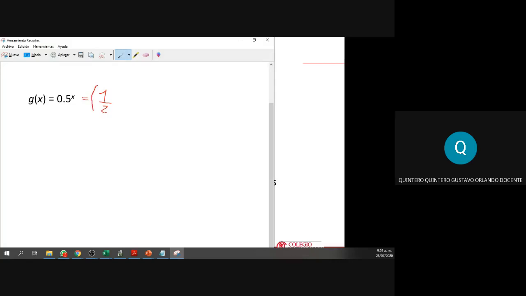And now we have 1/2 elevated to the x. If we do g of 4, we are doing then 1/2 elevated to the 4. And this means we're going to do 1 to the 4 and 2 to the 4. So 1 to the 4 is 1 and 2 to the 4 is 16. So you can do this without the calculator.